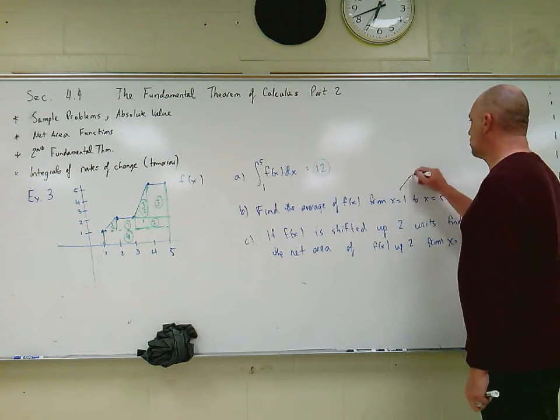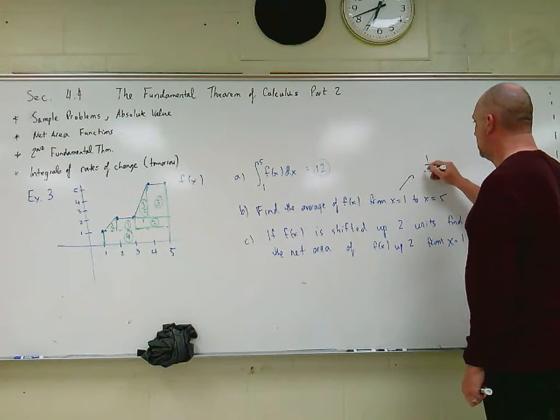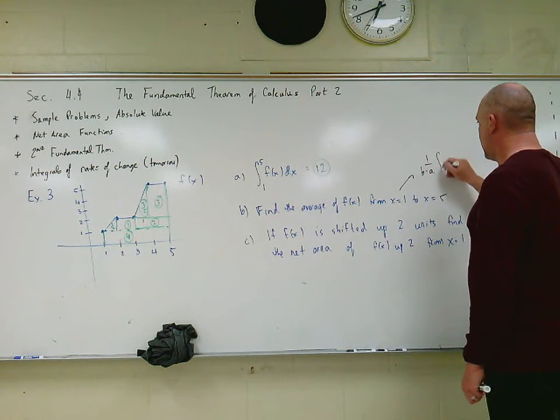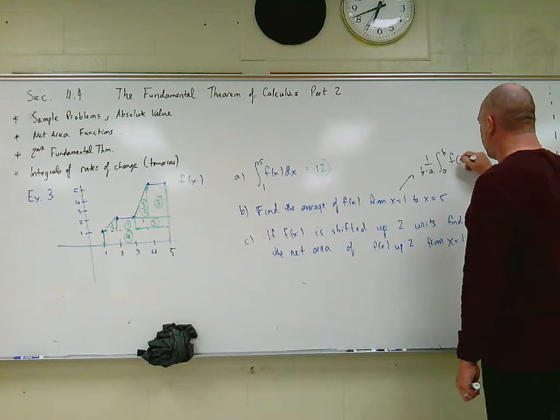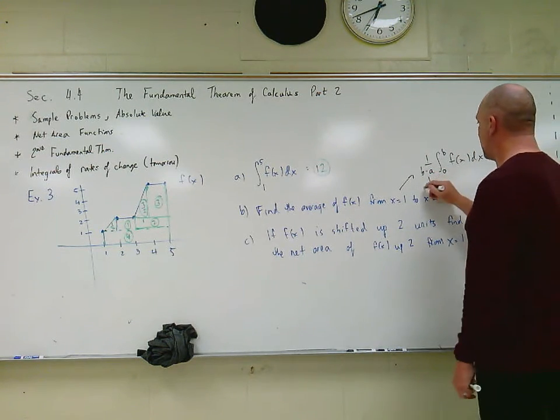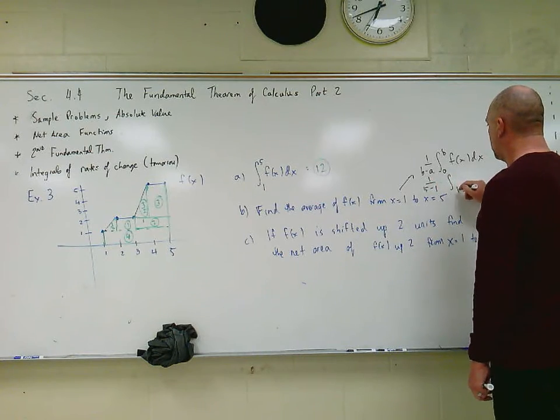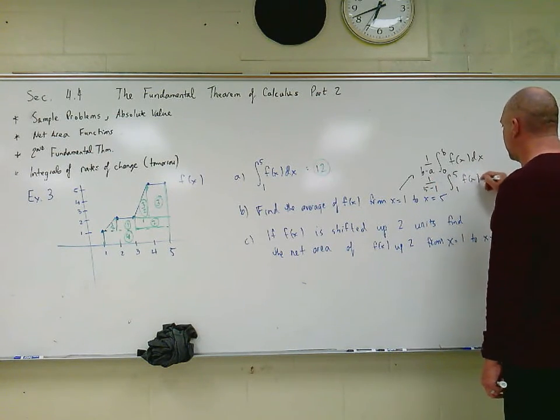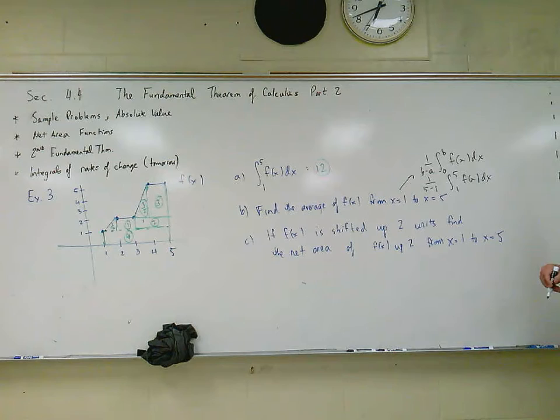That's right. So I'm just going to write the formula out. It's 1 over b minus a, the integral from a to b of f of x dx. Well, our a and our b are 1 to 5, so it's going to be 1 over 5 minus 1. And we've already done the integral from 1 to 5 of f of x dx. Since we've already found this answer to be 12, and that's a 1/4 in front, we get 1/4 times 12, you should get 3.